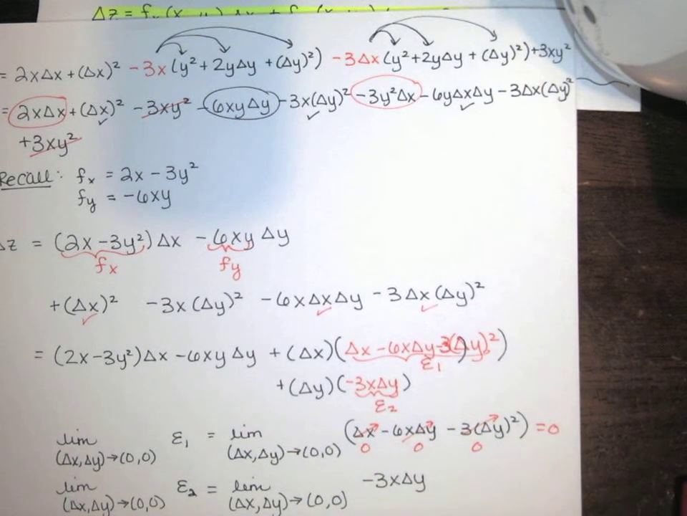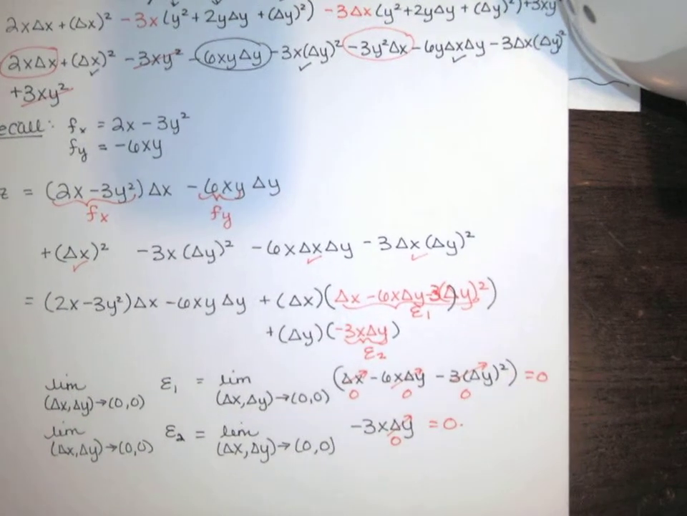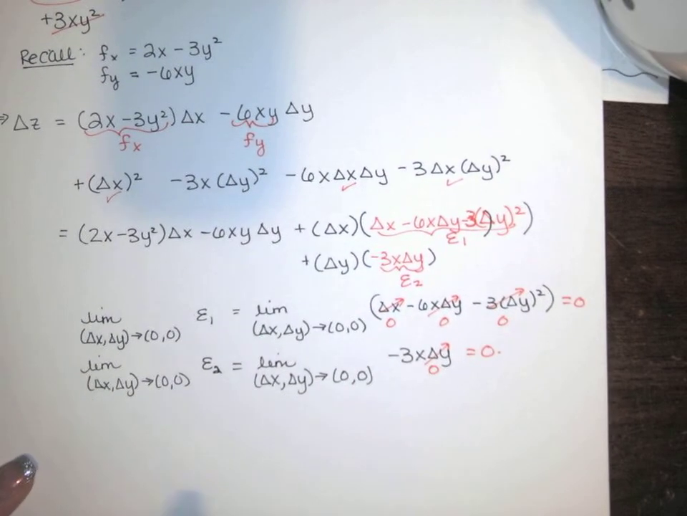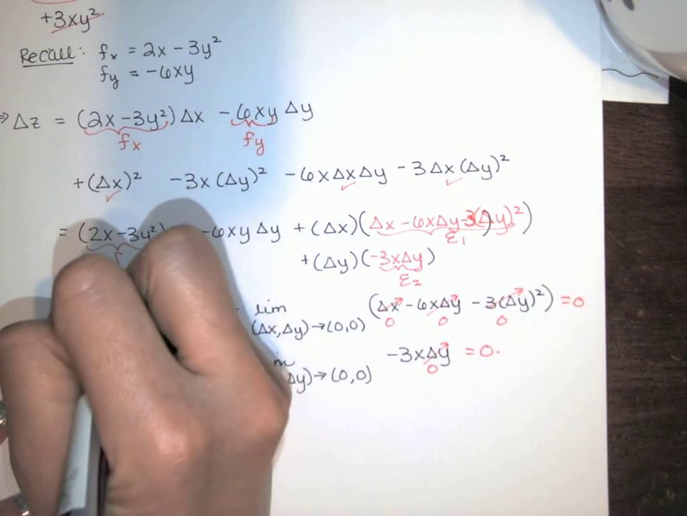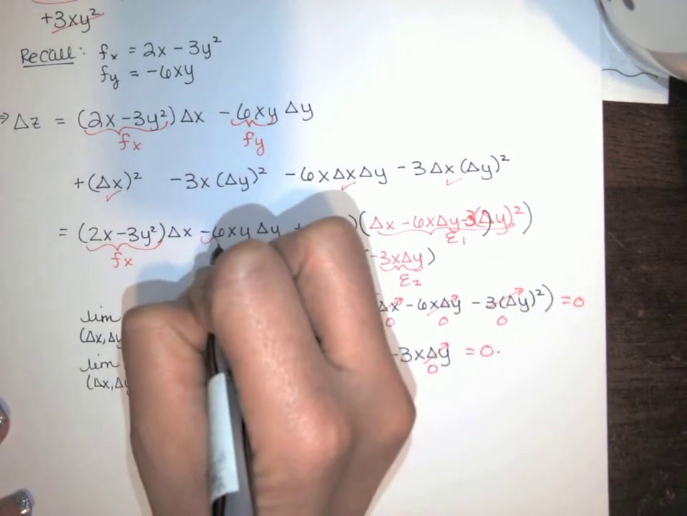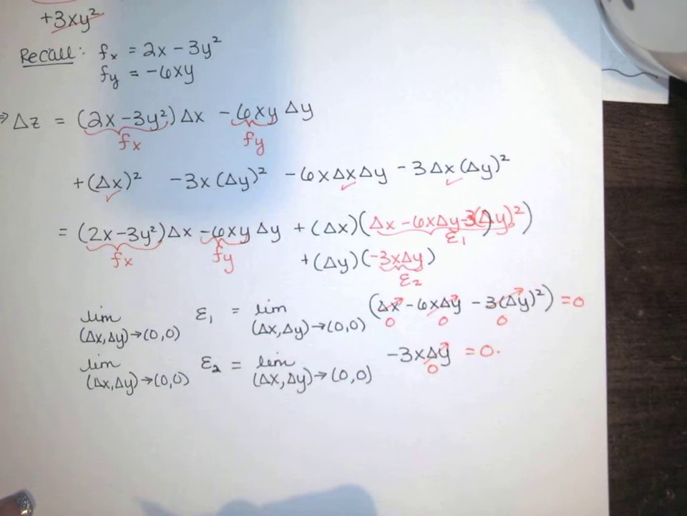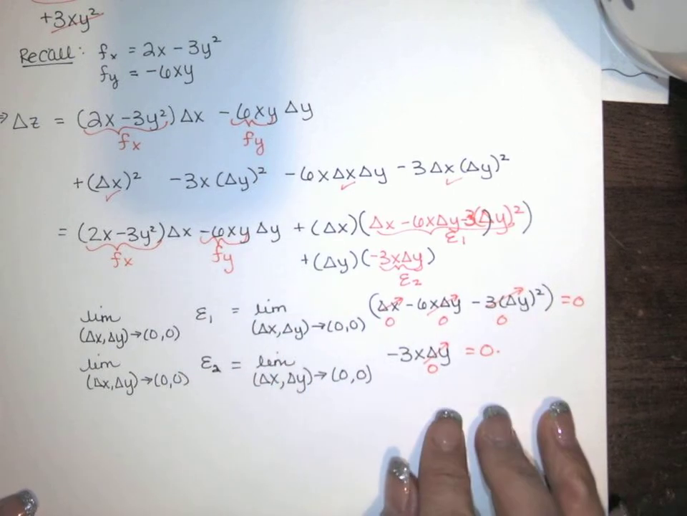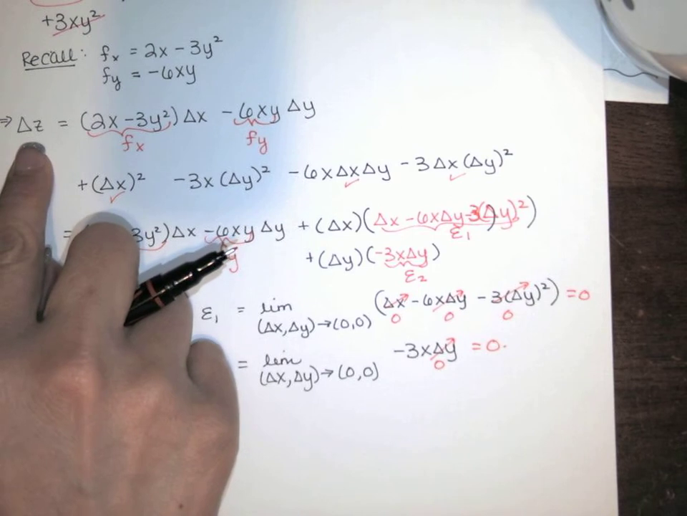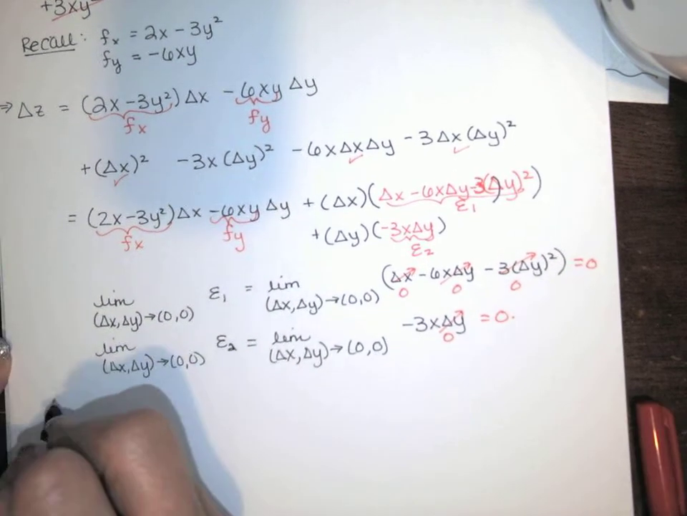Let's look at that. As delta y goes to 0, well, this is 0 times something, so we get 0. What was all that for? Okay, remember, we said if we can write delta z as the partial of f with respect to x times delta x, plus the partial of f with respect to y times delta y, plus delta x times something, plus delta y times something, and those somethings, the epsilon 1 and epsilon 2, have to go to 0 as delta x and delta y go to 0, and they do. If you can write delta z this way, then your z is differentiable.